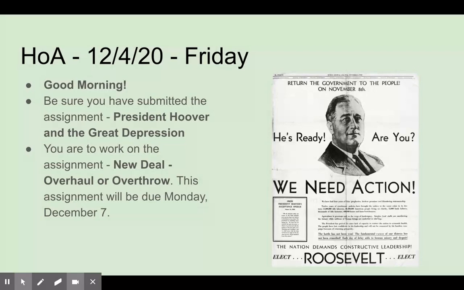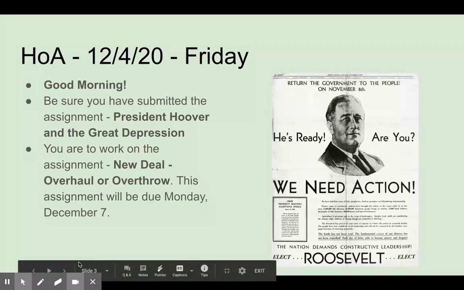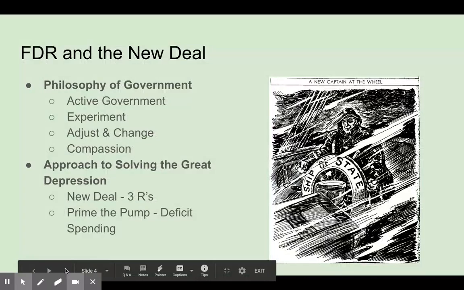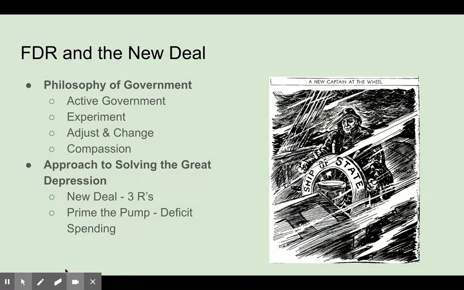Before I get into the components of that assignment, I want to take a look at who FDR is and what the elements of the New Deal are. So with that, Franklin D. Roosevelt's philosophy of government is really the opposite of Herbert Hoover. Franklin Delano Roosevelt really felt that government needs to be active. If there's a crisis at hand, government needs to address it. And so show that it is active, willing to perhaps experiment.